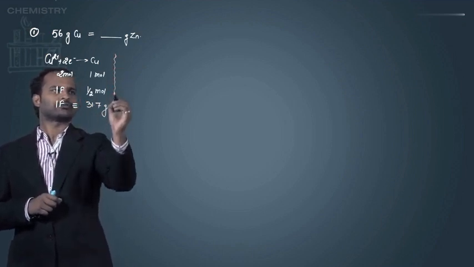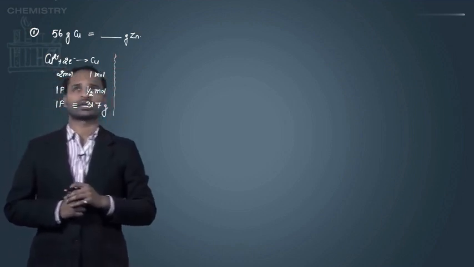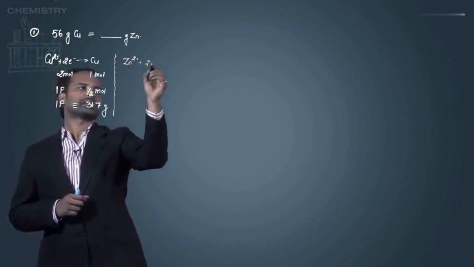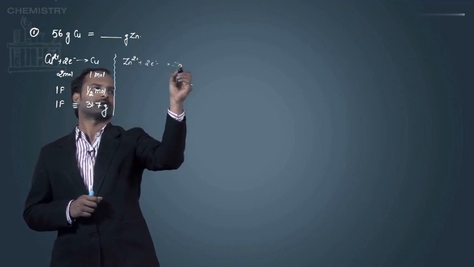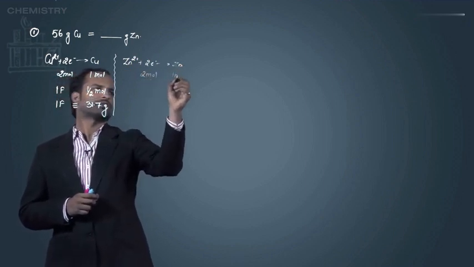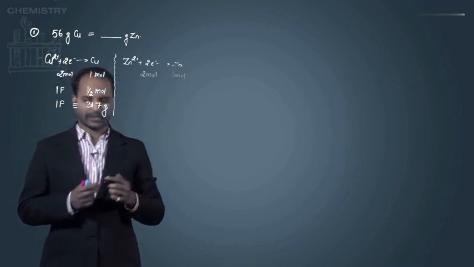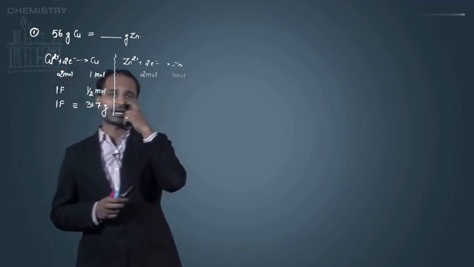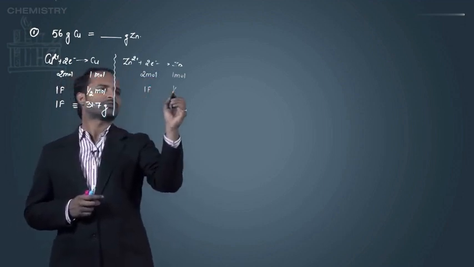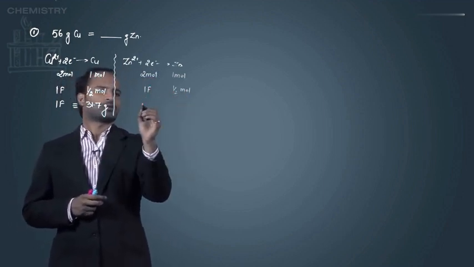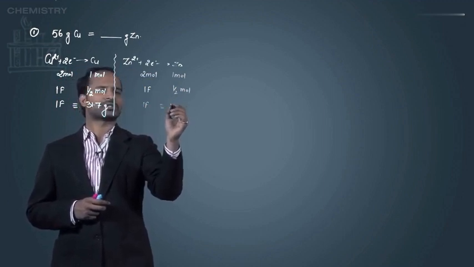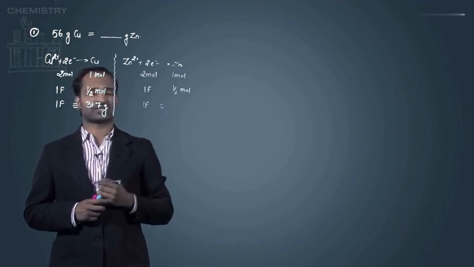Similarly, let us do the same thing for zinc. Zn2+ in solution plus 2 electrons will produce zinc metal. So if 2 Faraday of electricity is passed, 1 mole of zinc is deposited. If I pass 1 Faraday of electricity, then half a mole of zinc will deposit.